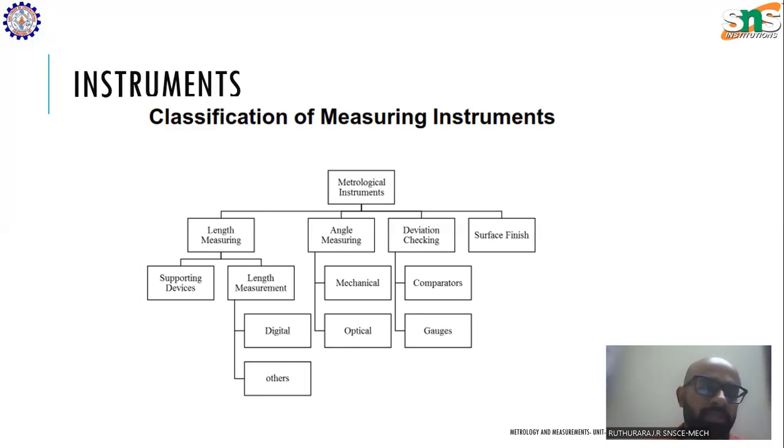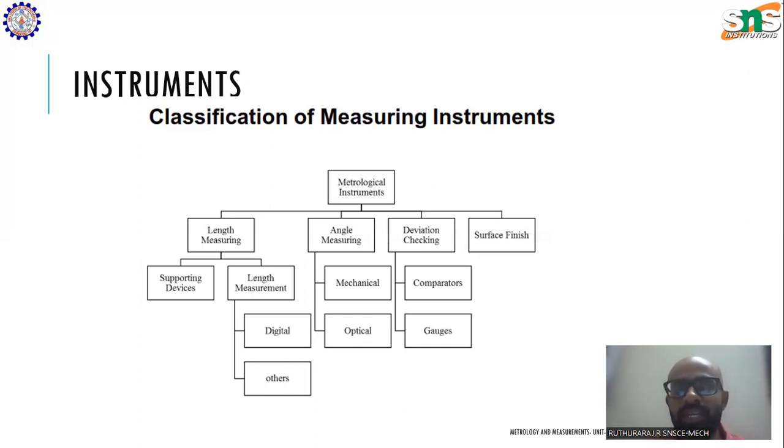Length measuring instruments are broadly classified into supporting devices and length measuring instruments. Length measuring instruments can either be digital or manual. If you take a vernier caliper itself, there are digital verniers available as well as manual vernier calipers. Then for angular measurement, you can use a simple protractor, bevel protractor, slip gauges, comparators, and so on. For deviation checking, comparators are used. And for surface finish measurement, you can use a surface roughness tester. So this is the broader classification of measuring instruments.